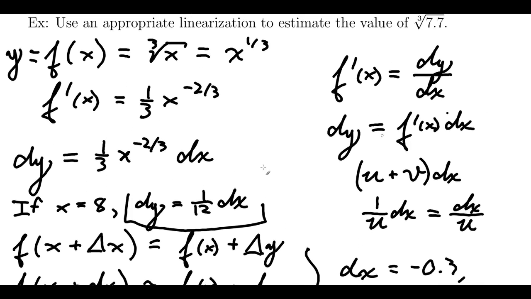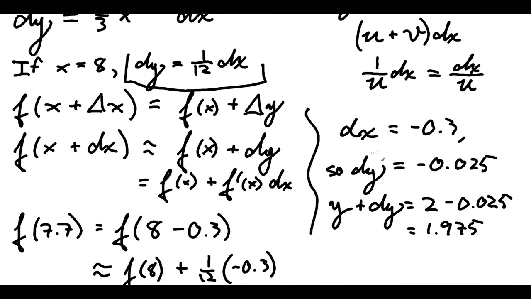We figure out that in this problem we want x to equal 8. So that tells us that dy is 1/12 dx. dx is negative 0.3. So we figure out what dy is. y plus dy, work those out, simplify there. So you just have these small little packages here.